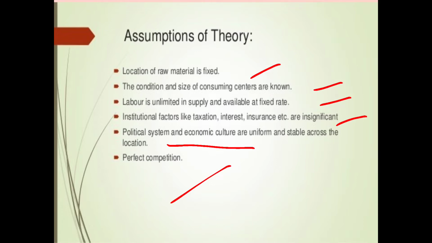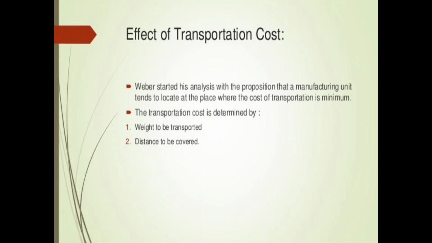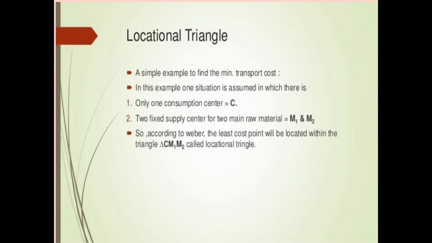Then perfect competition. Then effect of transportation cost. Weber started his analysis with the proposition that manufacturing units tend to locate at the place where the cost of transportation is minimum. The transportation cost is determined by the weight to be transported and the distance to be covered. Then location triangle. A simple example to find the minimum transportation cost. In this example, one situation is assumed in which there is one consumption center and two fixed supply centers of main raw material, that is M1 and M2.